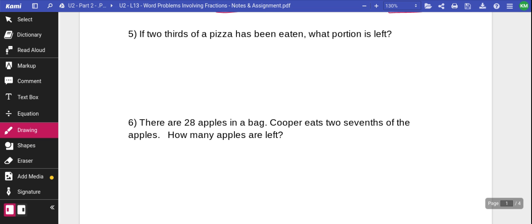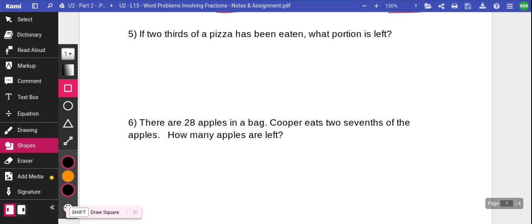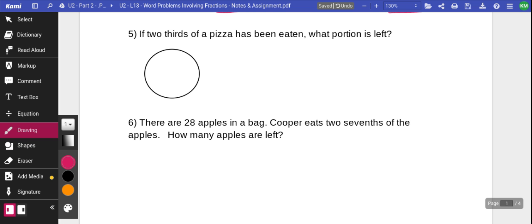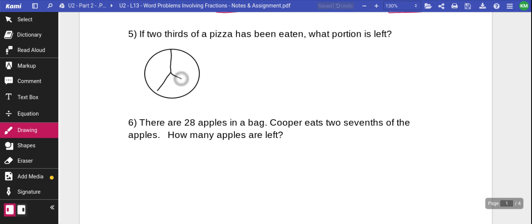If 2/3 of a pizza has been eaten, what portion is left? Sometimes it's going to be a mathematical thing. Sometimes it's going to be one that I want you to fight through. Sydney, raise your hand. What were you going to say? Yeah. So if I start with a circle, and sometimes you're just looking at them from basic fractions, I split it into 3. Does that make sense?